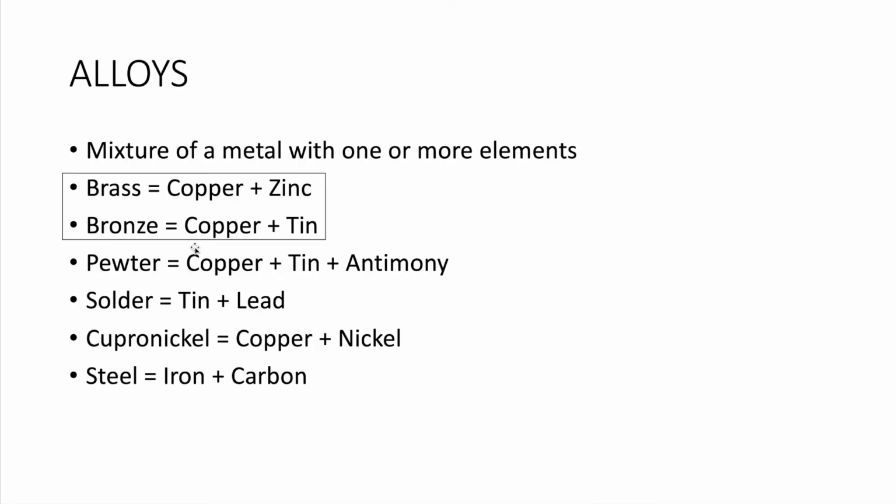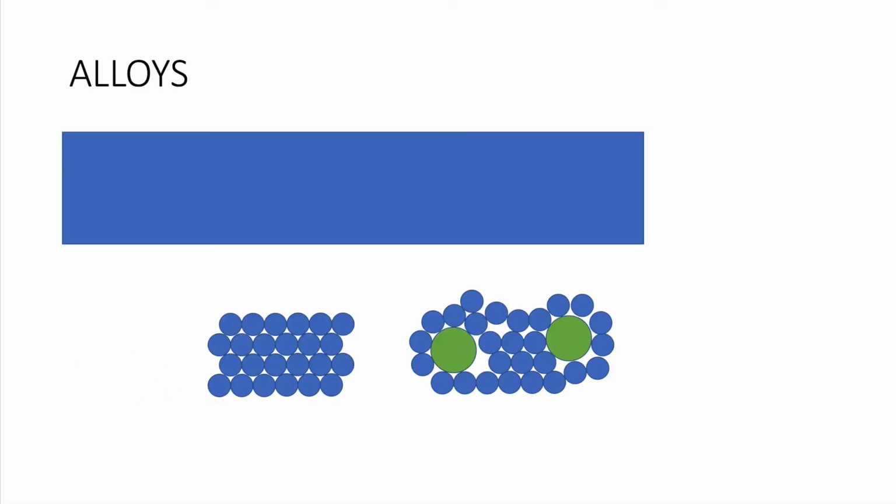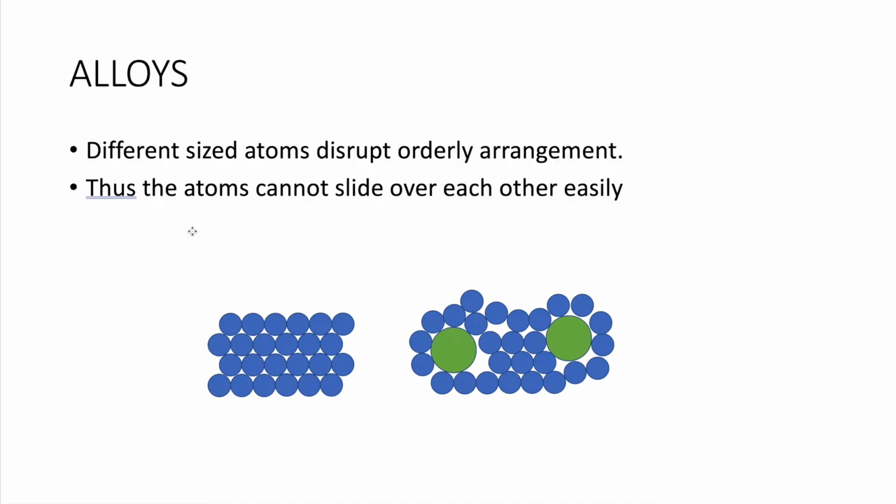Alloys are a mixture of the metal with one or more other elements. So the common ones will be brass, copper and zinc, bronze, copper and tin, steel, iron and carbon, and these are other examples. And because alloys are a mixture, the different sized elements will disrupt the orderly arrangement of atoms, making it difficult for the layers to slide over each other.